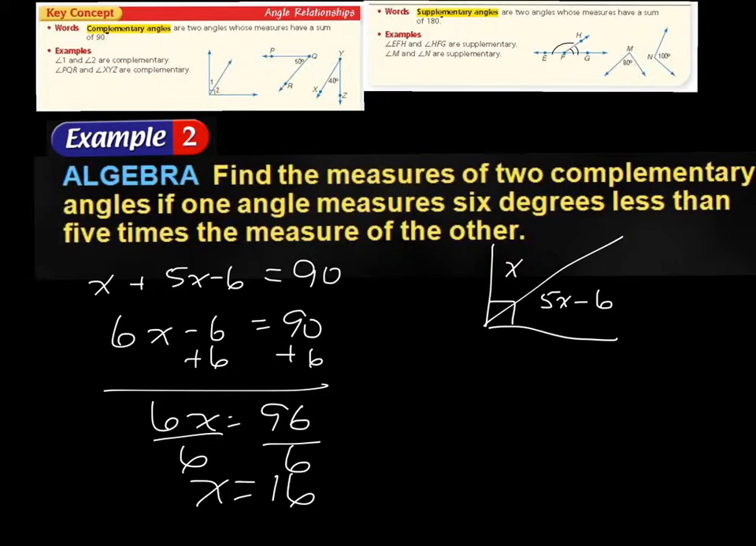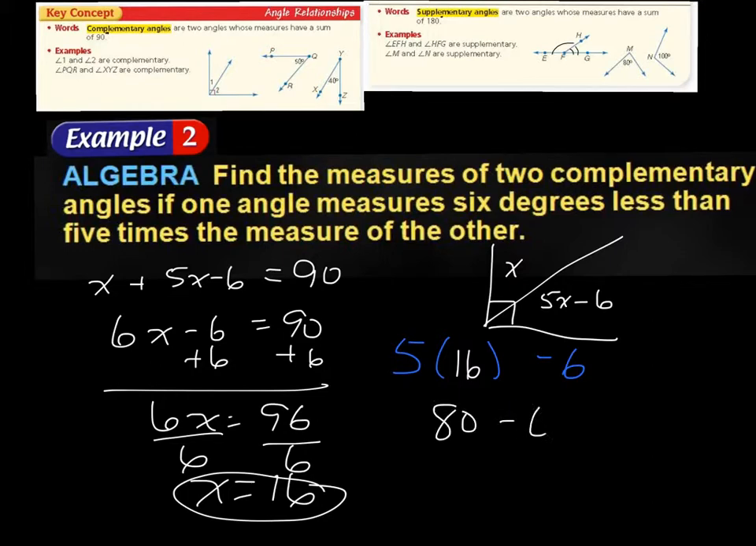Okay, it doesn't just say find the measure of the smaller angle, it says find the measure of both. So that's my first angle. To get the other angle, we're going to substitute that 16 in for x in that expression. And 5 times 16 is 80, minus 6 is 74.